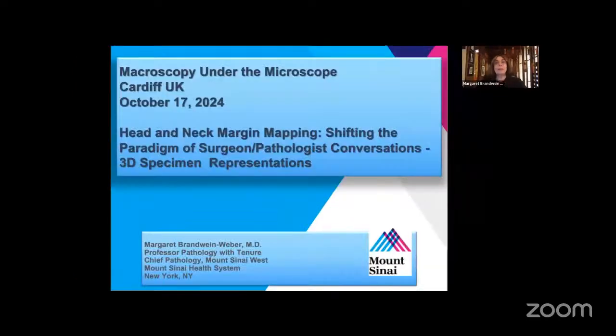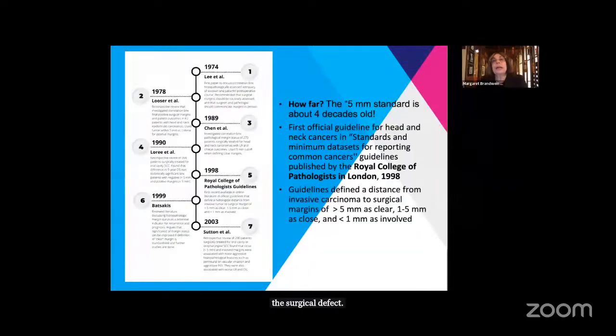Talk to you today about how we've shifted the very nature of margin mapping and communication of results using the paradigm of 3D specimen representation and 3D representation of the surgical defect. Turns out that we've been using this 5mm standard for about 4 decades. And the first official guidelines that we could find that recommended this standard was from the Royal College of Pathologists in London in 1998.